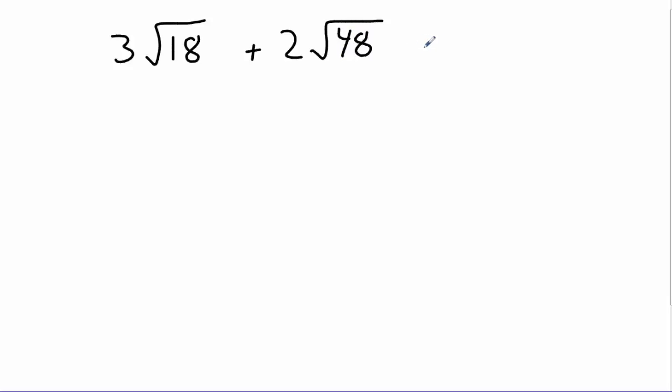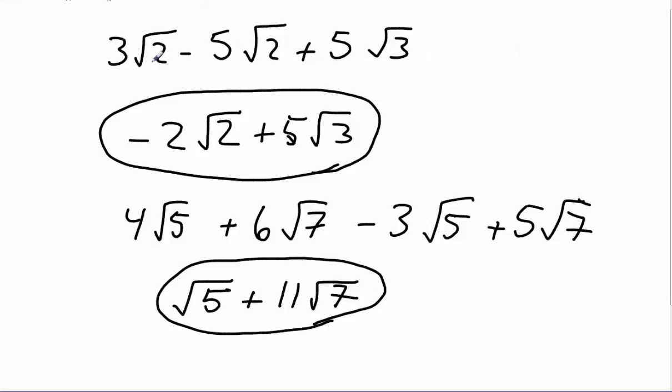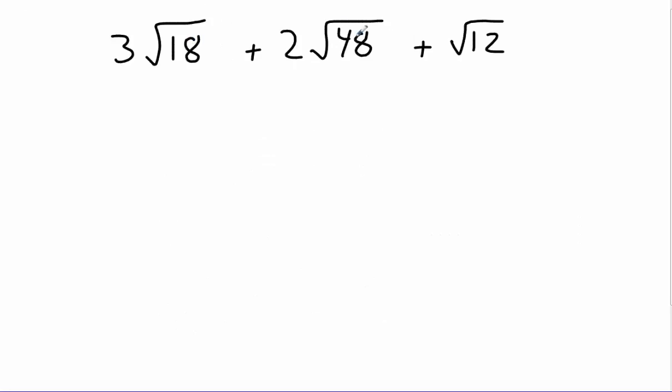Okay, so those are the easy type. Now on to a little more difficult one. We have 3 radical 18 plus 2 radical 48 plus radical 12. Okay. Now, the difference between this problem and the last two is that the last two had all of the radicals simplified. There's no simplification to be done. But here, these radicals are not simplified. So first we must do that.